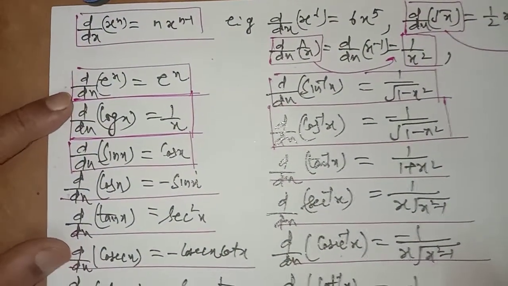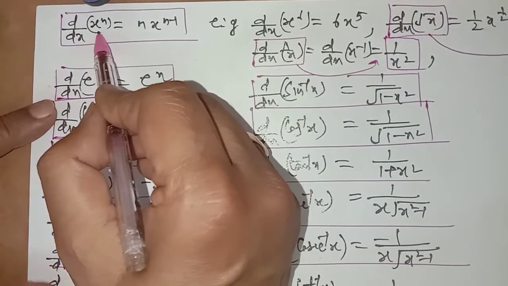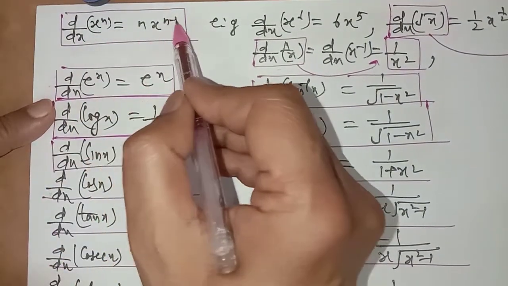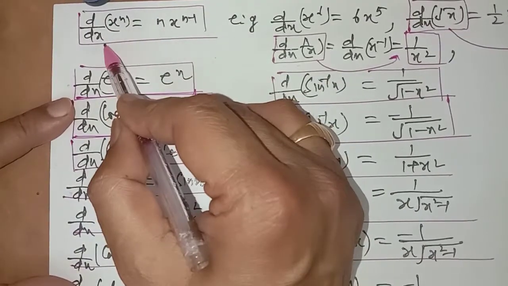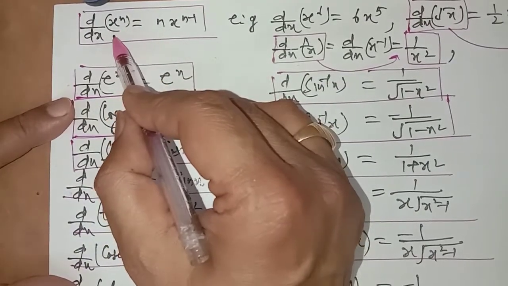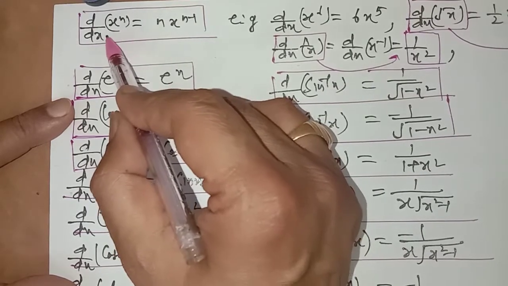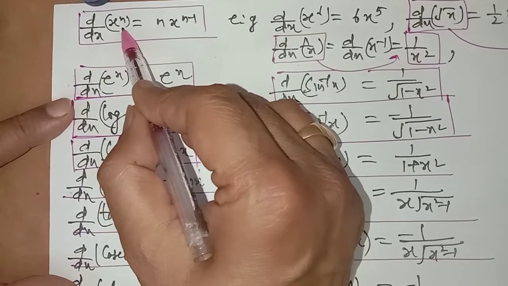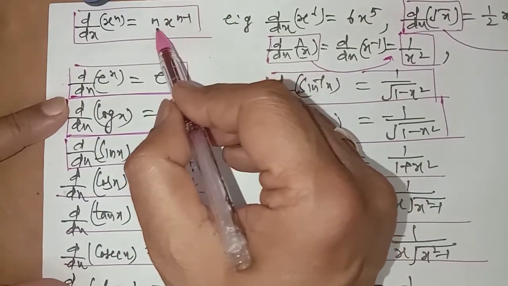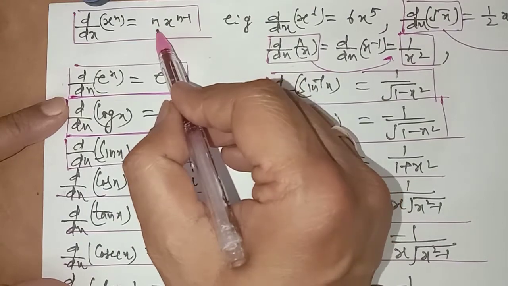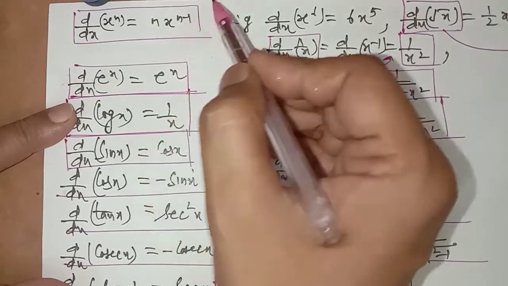The first formula you have done is the derivative of x raised to the power n, which is equal to n x raised to the power n minus 1. See the method of how to write it, if you are forgetting. d upon dx of x to the power n is equal to n x to the power n minus 1. The variable is multiplied by the power, and the power is decreased by 1. This is the short way you can learn it.